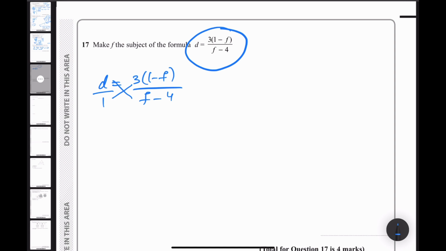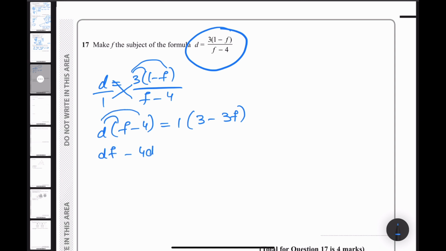So it will become d times f minus 4 equals, let's expand this bracket, so it will become 1 times 3 minus 3f. It will become df minus 4d, by expanding this bracket, equals 3 minus 3f. Now we'll collect the terms with f on the left side and all the other terms on the right side.